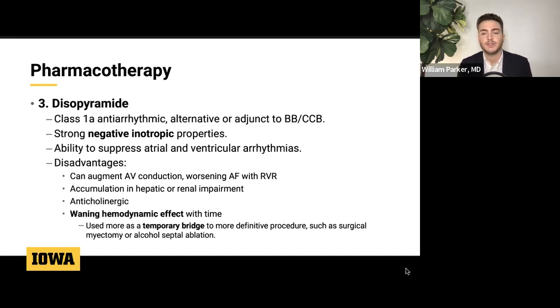It accumulates in patients with hepatic and renal injury. And it has pretty strong anticholinergic side effects. Another reason to not use it, at least as a long-term therapy, is that it has a diminishing hemodynamic effect with time. So the context in which it is used most is probably as a temporary bridge to more definitive management, such as a surgical myectomy or alcohol septal ablation, if you aren't able to get there alone with beta blockade or calcium channel blocker.